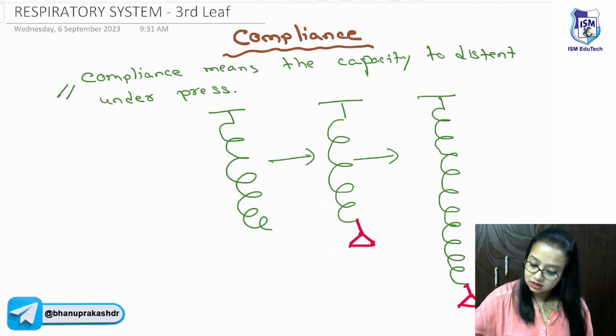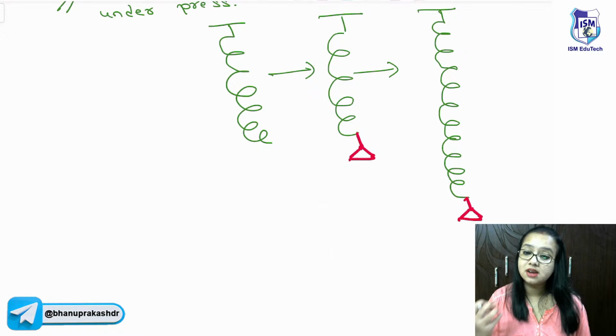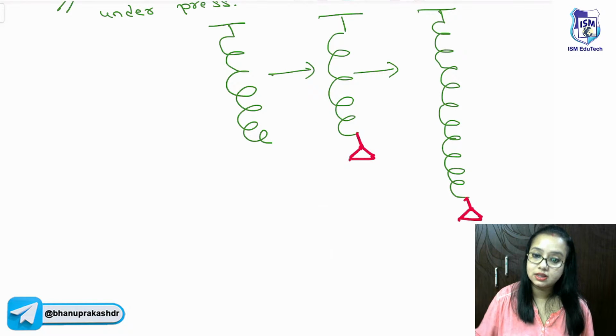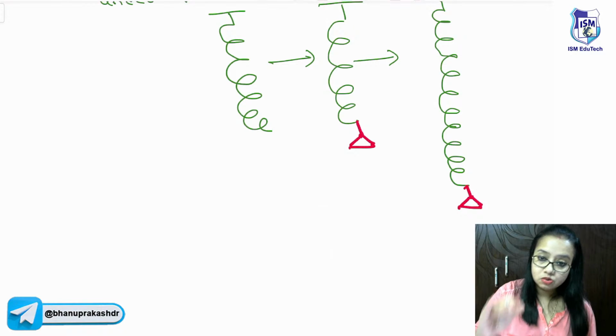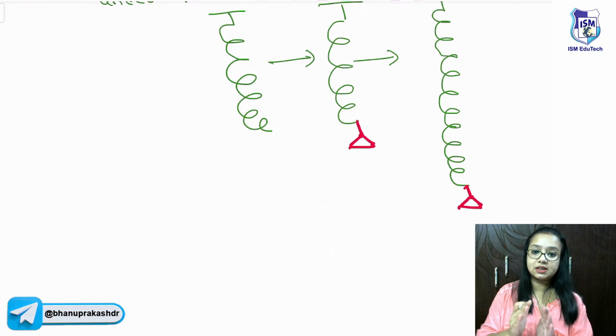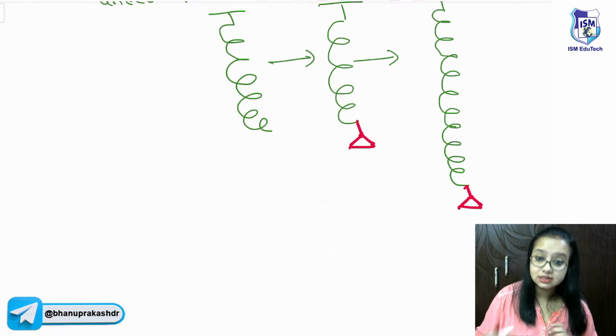Now, the stretching capacity of this spring when a weight is hung is called the compliance. Anything, when pressure is exerted, if it can stretch, if it can distend, that is compliance.